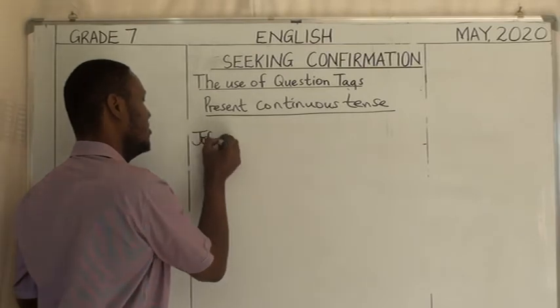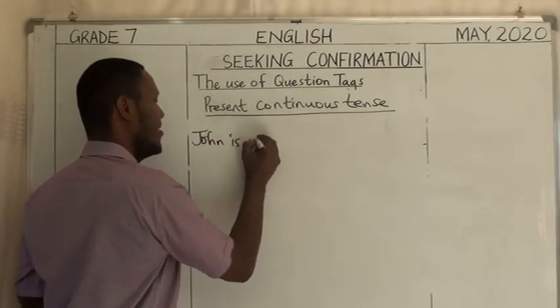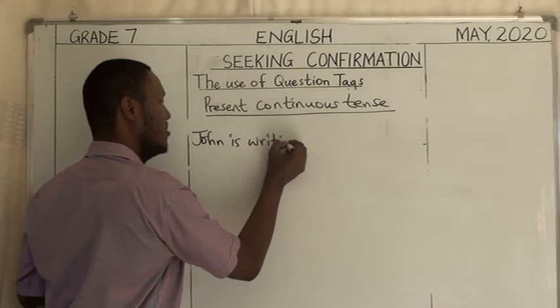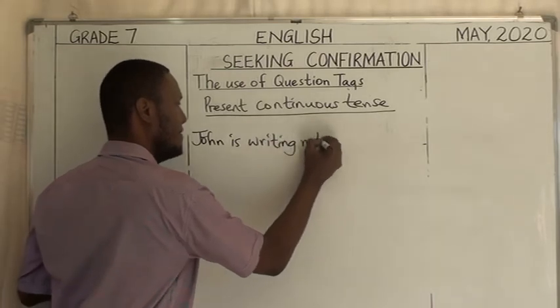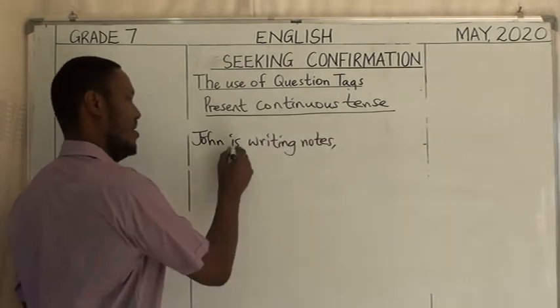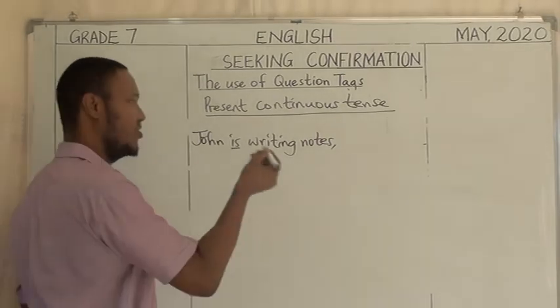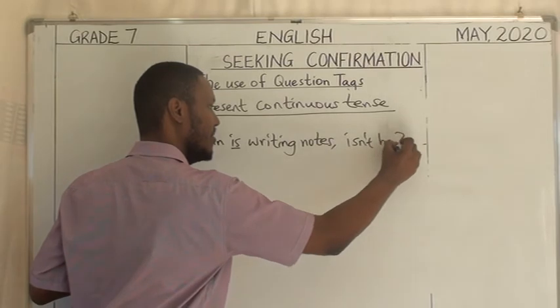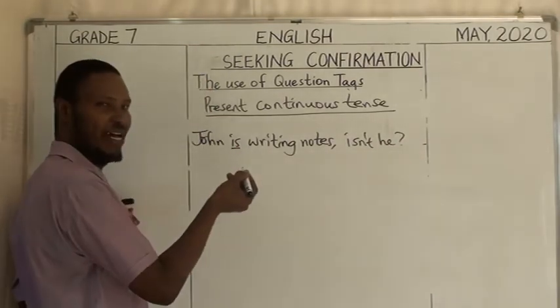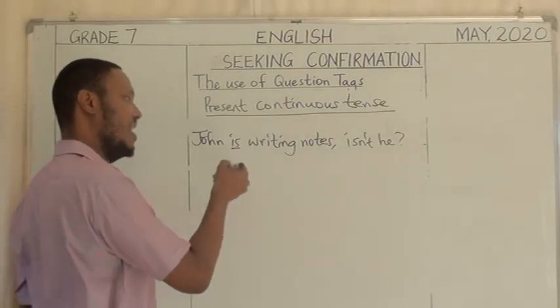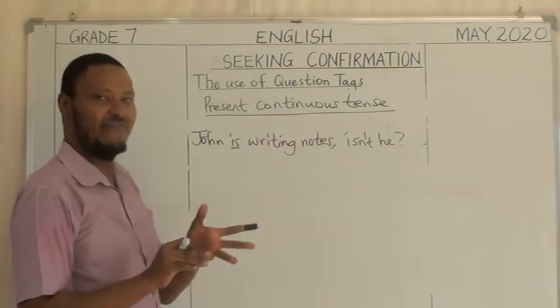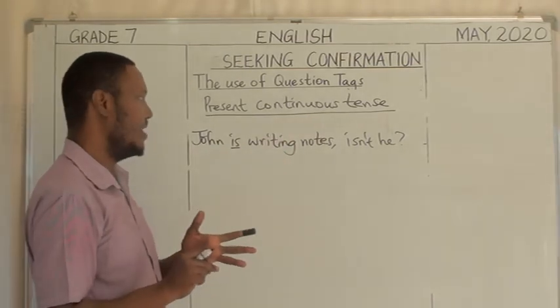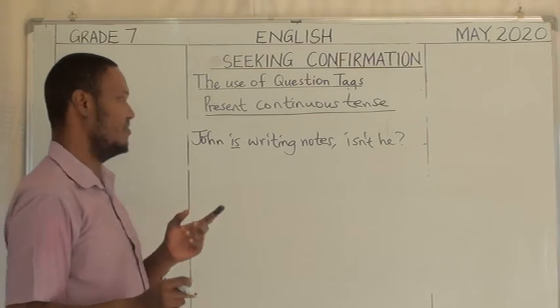John is writing notes. The helping verb is. John is writing notes, isn't he? And is a form of the verb to be. Do you have another helping verb in the present continuous tense? Yes, we have am.